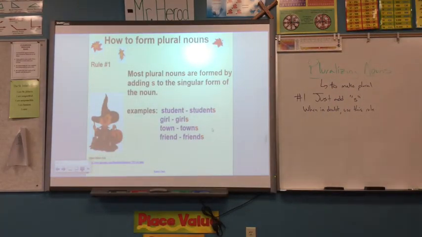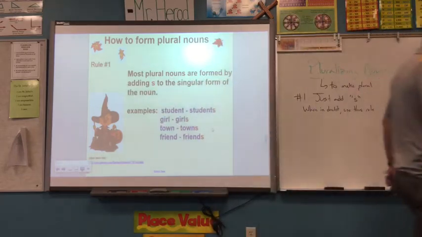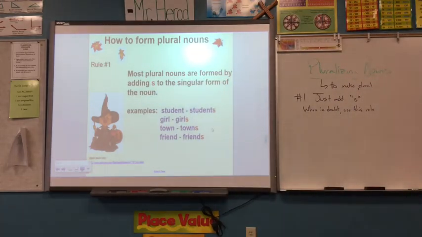We got this one down? Pretty simple definition there? All right. Well, you can see the examples. Student, that singular goes to students. Girl to girls, town to towns, friend to friends, right? Easy. Toy to? Toys. Oh, hey, look at that, we got it.